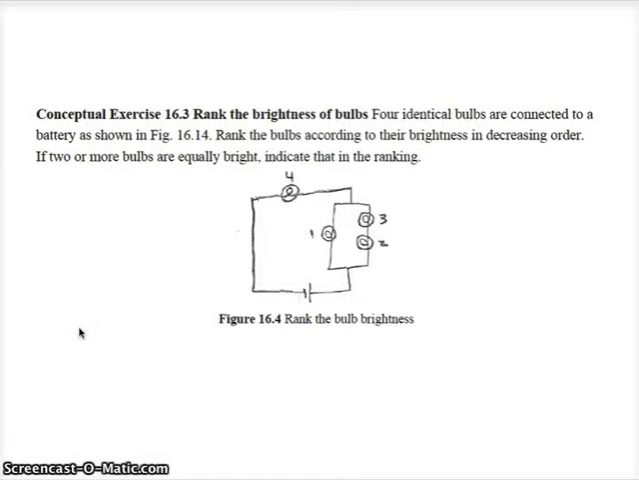Hi everyone, this is Ruby, and today I'm going to talk to you about conceptual exercise 16.3 from the PTPA textbook, because this is a good way not only to rank the brightness of bulbs relatively to each other, but also a good way to understand how currents work, even in more complicated circuits like the one shown in this diagram. So the problem says, 4 identical bulbs are connected to a battery as shown in figure 16.14.